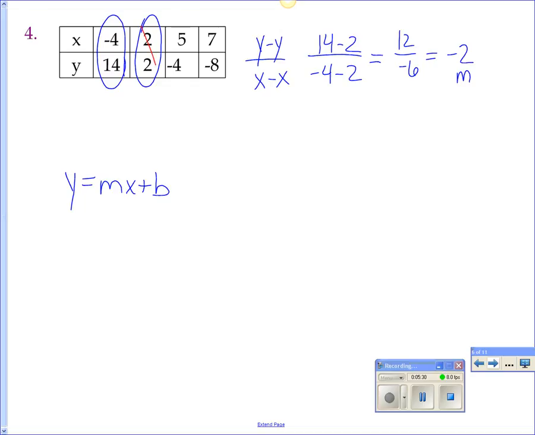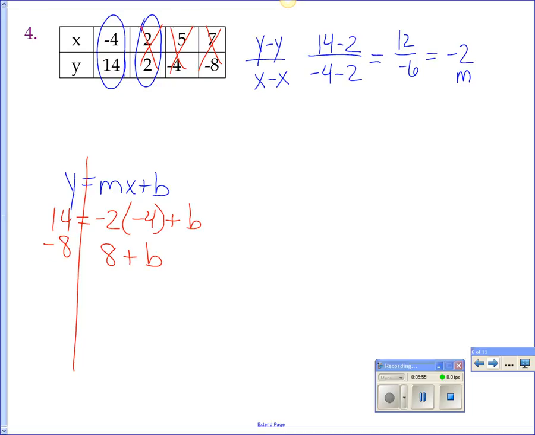All right, this time I'm going to cross out these 3, and I'll just focus on (-4, 14) to plug in. So 14 equals negative 2, parentheses, negative 4, plus b. Draw your line. Do parentheses first. So negative 2 times negative 4 is 8 plus b. And move your 8 over to the other side, which gives you 6 equals b. So your final answer is y equals negative 2x plus 6.